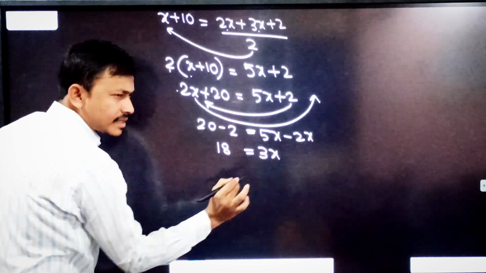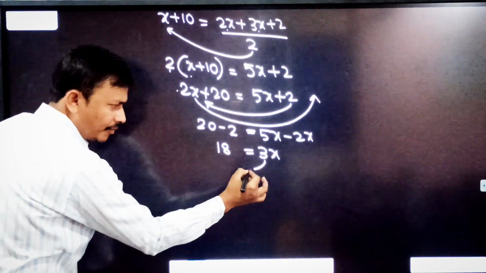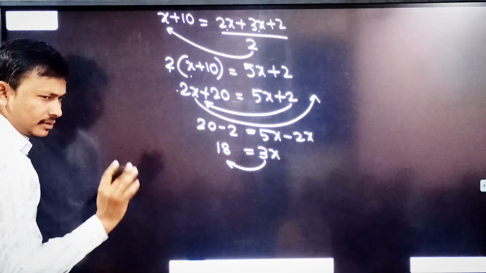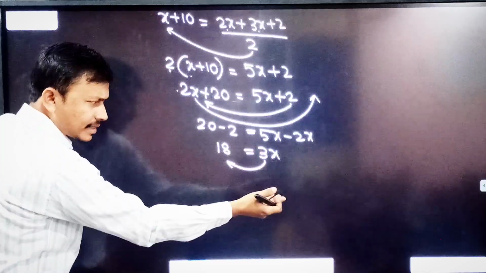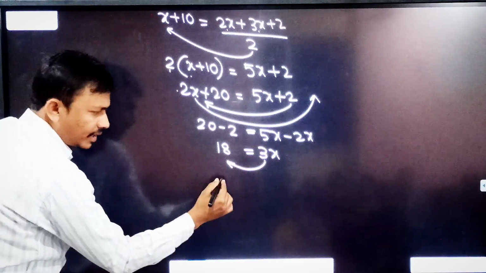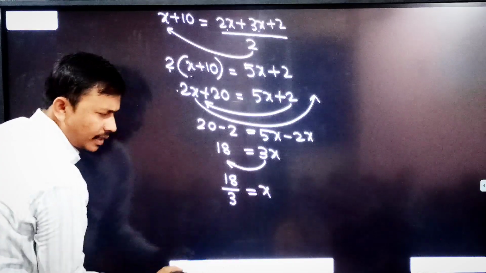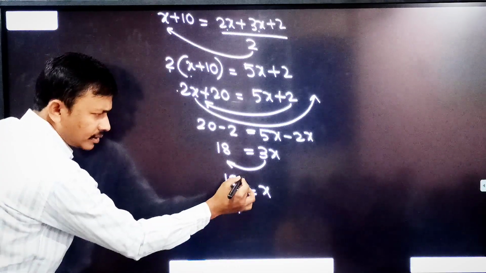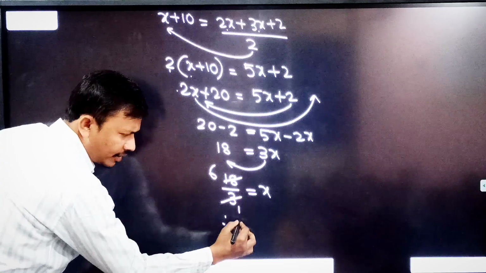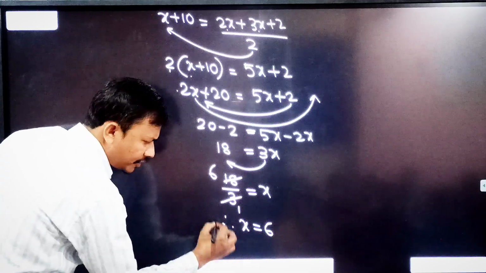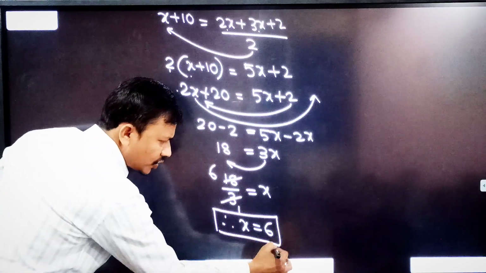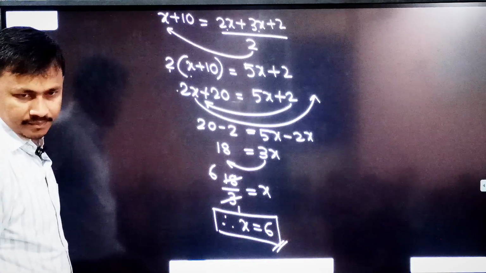3x. 3 into x means 3x. Into 3 it will become divided by 3. 18 divided by 3 is equal to x. 3 sixes are 18. Therefore x is equal to 6. This is the solution. Understood?